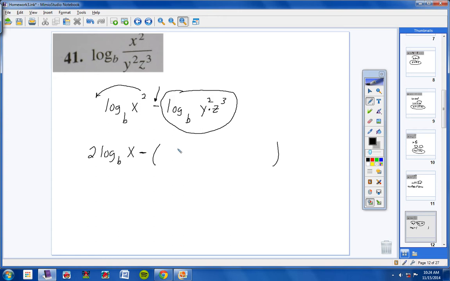Very important. Okay, so log, write your logarithm twice. Log base b, okay? And your y squared goes here. They're multiplying, so put a plus sign. And then z cubed. Okay? Now, risking being a little sloppy here, I'm going to take this and slide it here. And take this.